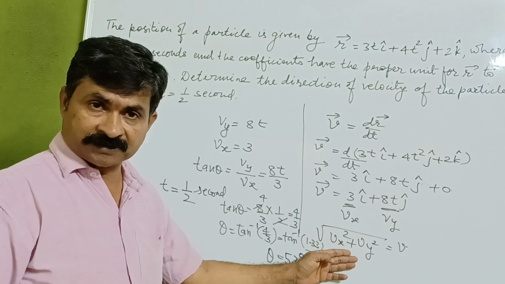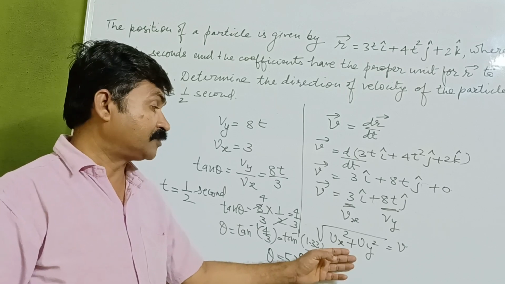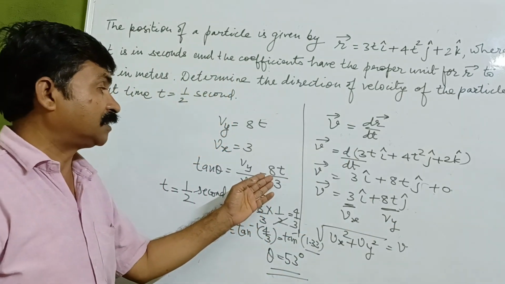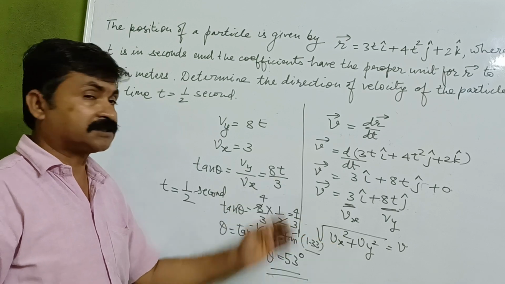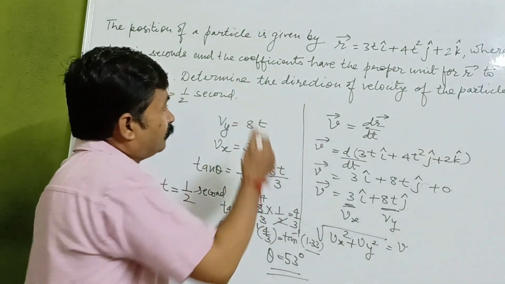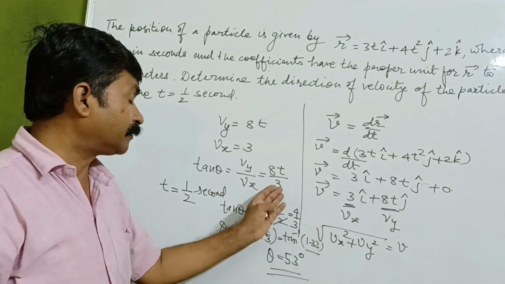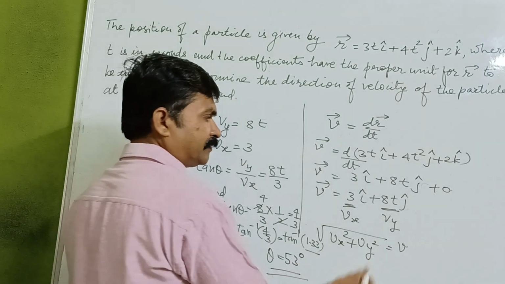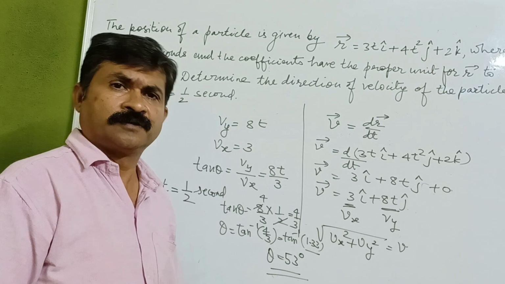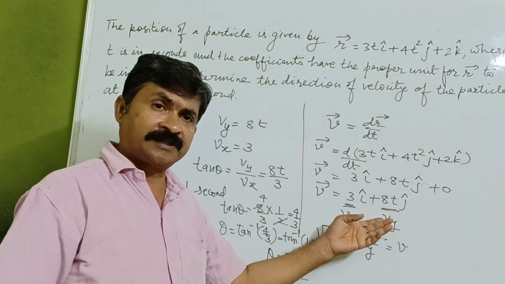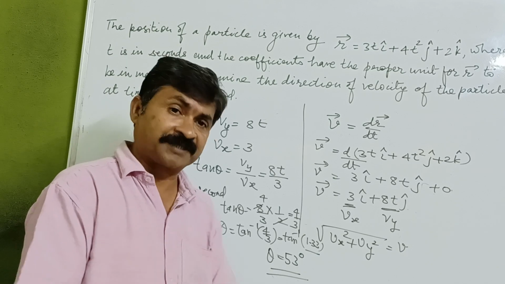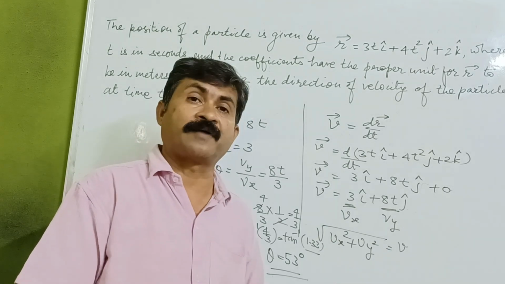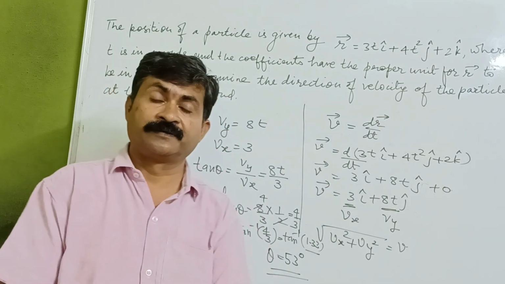Similarly, we can determine the magnitude of velocity by using this formula. Here we can substitute and we'll get the answer. Vx is 3, which means 9, and it is 64t square. Substituting t equal to 1 by 2 seconds, 64 times 1 by 4 is 16, plus 9, it will be around under root 41. We can determine it. Okay. So by knowing the components, we have got the direction of the velocity. Similarly, we can determine the velocity magnitude just as I have guided you. You can determine it by using this formula. Okay.